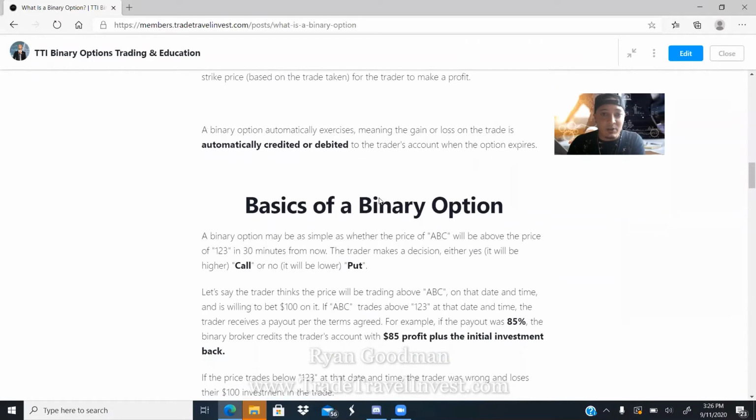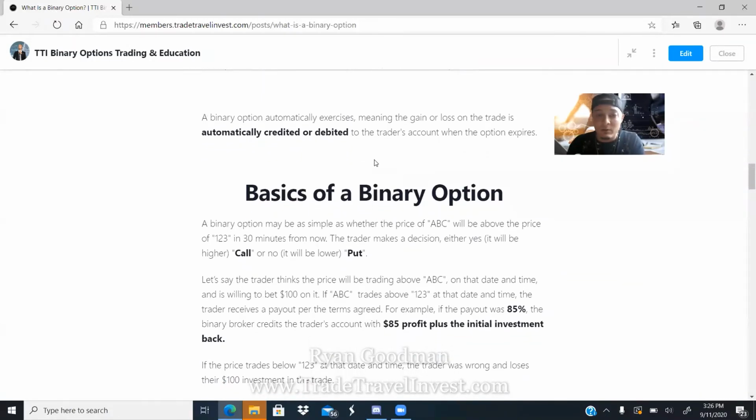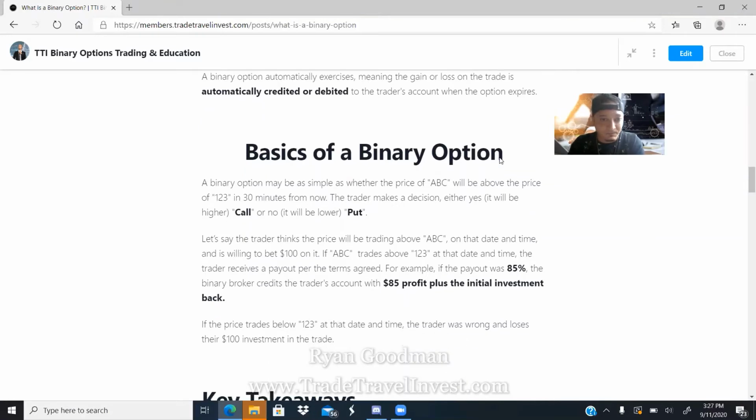So binary options automatically exercises, so you don't need to close out your trade or anything like that. As soon as your time expires, it's automatically going to credit your account. So if you're in the money at the end of your expiration time, it's automatically going to put that money into your account. And if you lose the trade, you just won't collect any money.